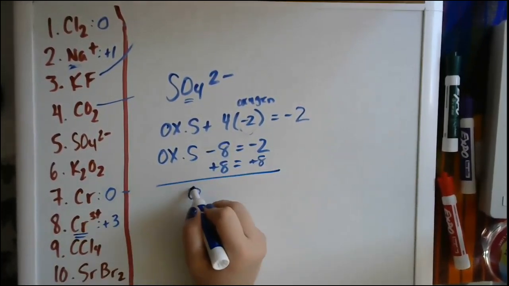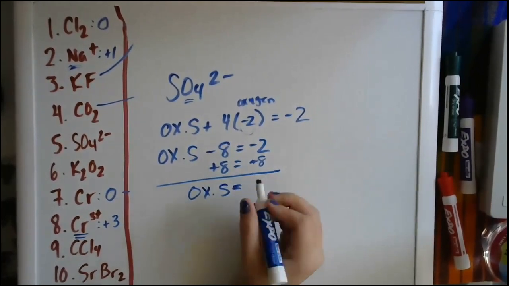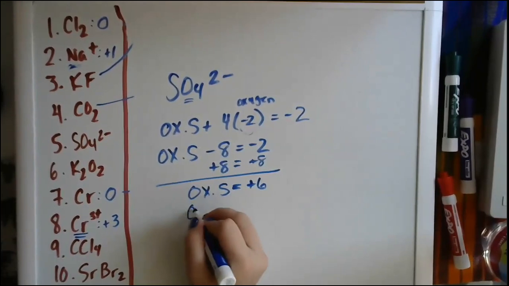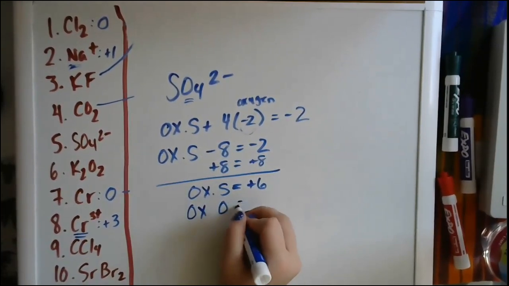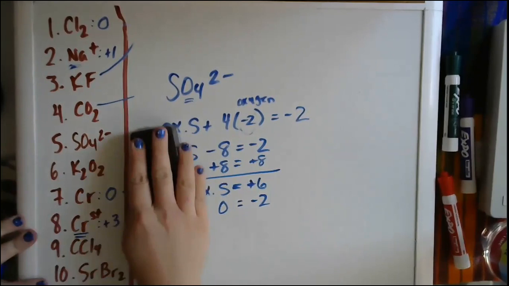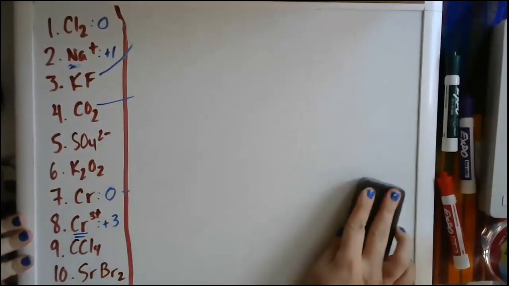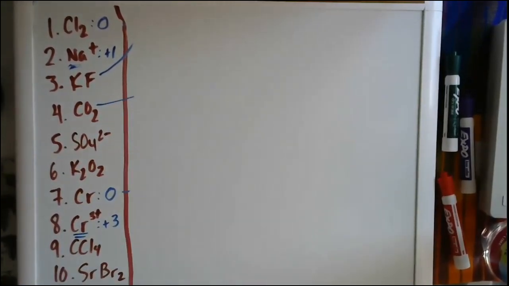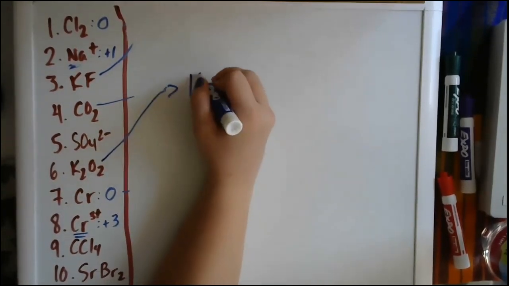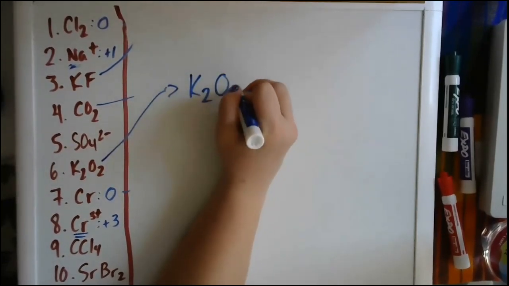Okay, so the oxidation state of sulfur is +6, and then the oxidation state of each oxygen is -2. Now we get really used to the oxidation state of oxygen being -2, and that can sometimes lead us astray. That's especially true when you run into peroxides. So that's an example of what we're looking at right here.